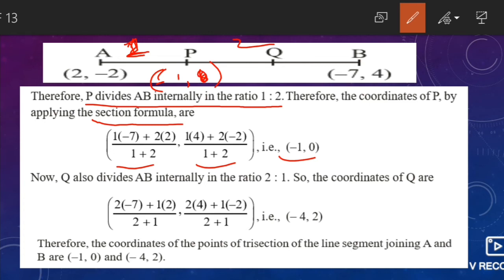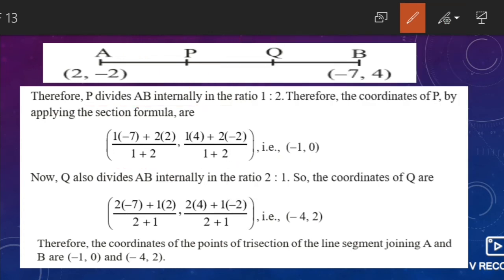Now again, suppose you consider only the Q point and P is not there. Then you can see that on the left hand side of Q there are 2 parts, and on the right hand side of Q there is only 1 part. That means Q will divide this AB line in 2:1 ratio. So again, use the section formula, and you will get the coordinate of Q as (-4, 2).